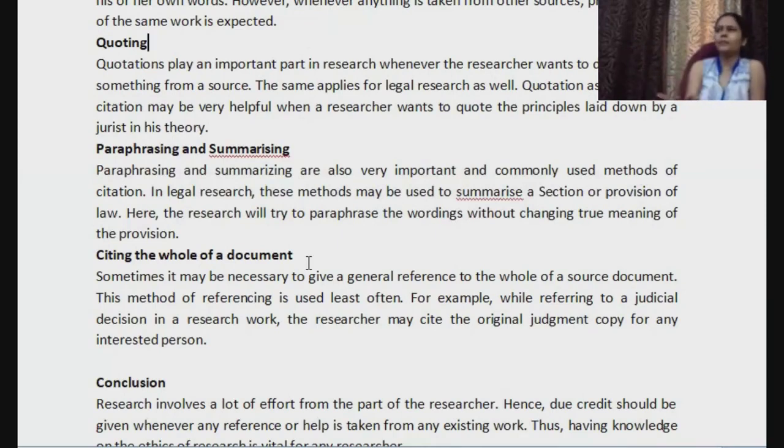Or maybe you are simply saying that, okay, fine, KSLU is conducting semester examinations every 6 months, and that in 2021 they announced the dates by this particular notification. You are giving the notification, date and time. That means you are citing the whole document. Anyone who is interested can refer to that document. Okay, so these are the 3 different ways of citing someone else's work in your research or in your document.